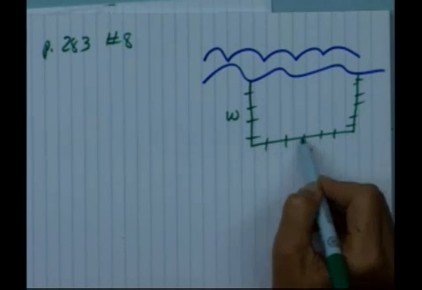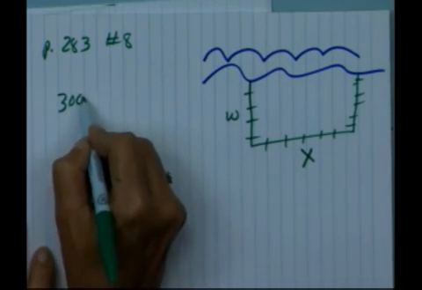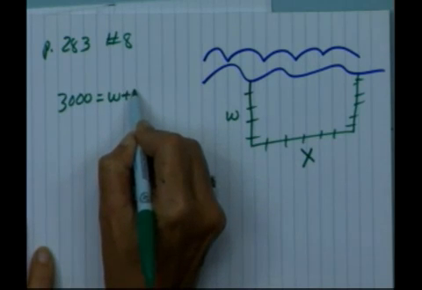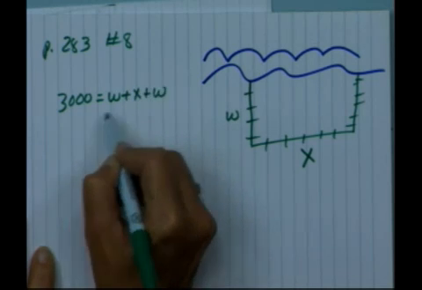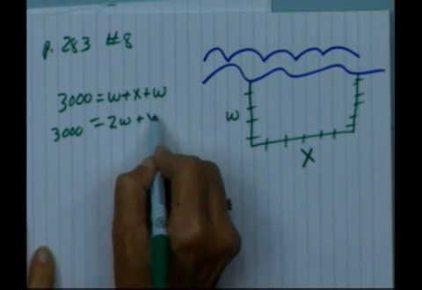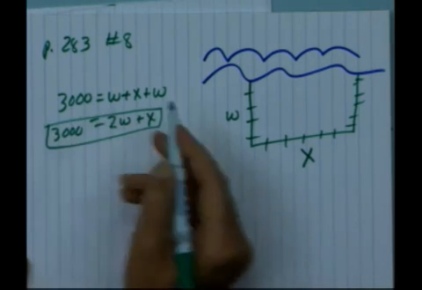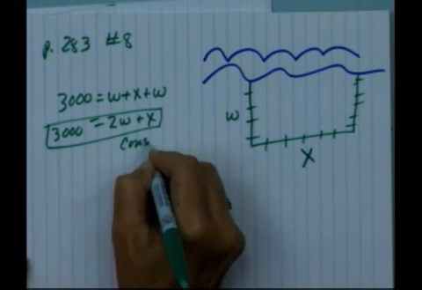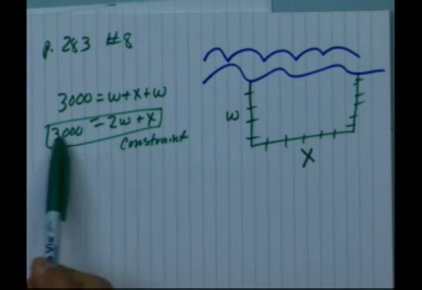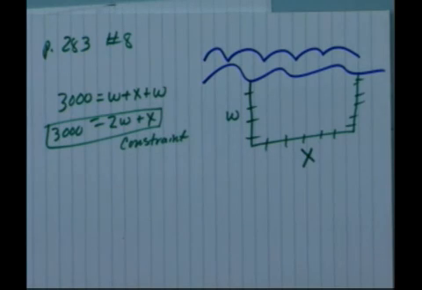Somebody give me an equation here. 3,000 equals w plus length plus w, so 2w plus x. Okay, so 3,000 equals 2w plus x. Right? All right, what kind of equation is this called? Constraint. Because otherwise I could have all the fencing I wanted. I'm restricted, I'm constrained to use only 3,000 feet of fencing.